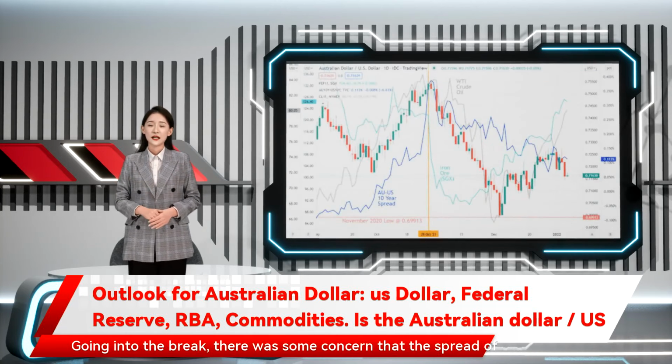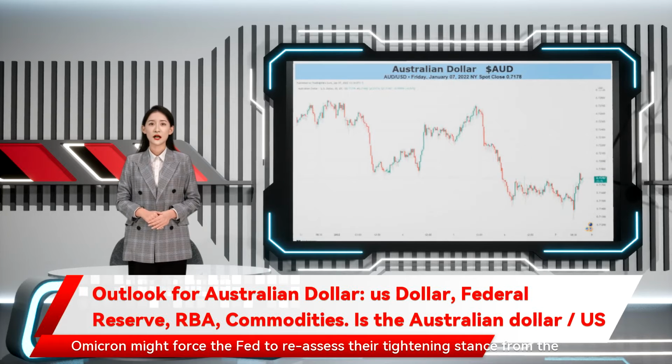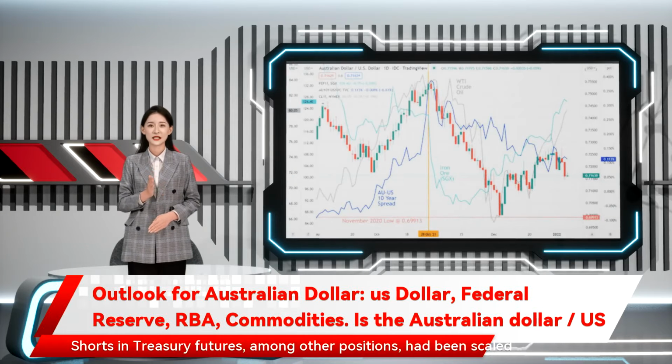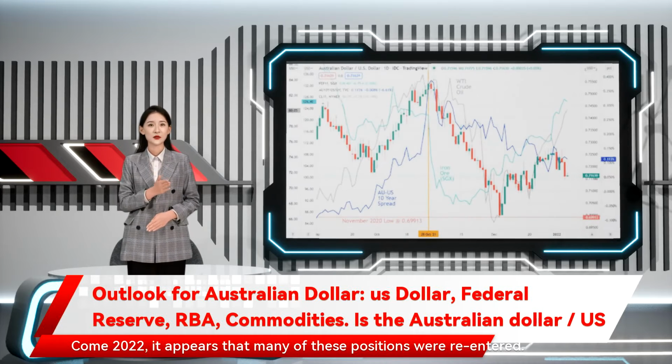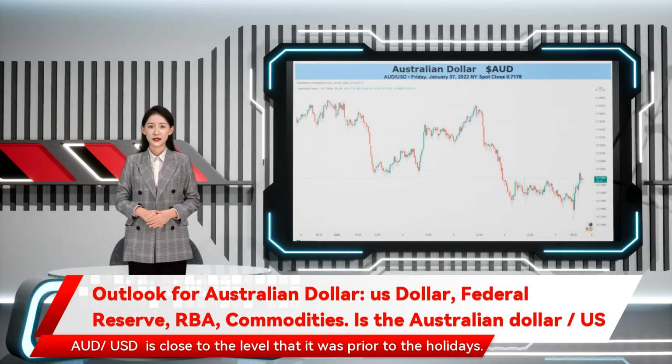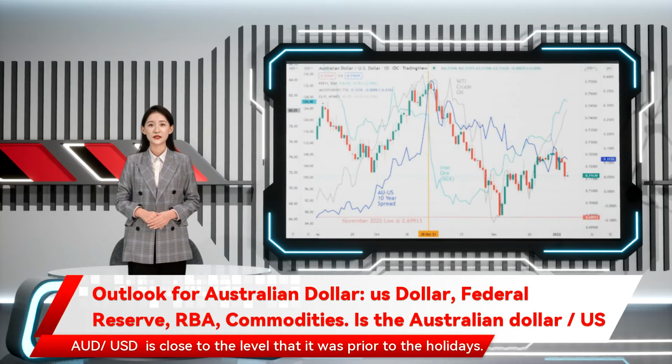Going into the break, there was some concern that the spread of Omicron might force the Fed to reassess their tightening stance from the December FOMC meeting. Shorts in Treasury futures, among other positions, had been scaled back. Come 2022, it appears that many of these positions were re-entered. AUD/USD is close to the level that it was prior to the holidays.